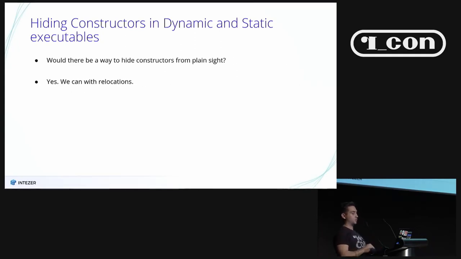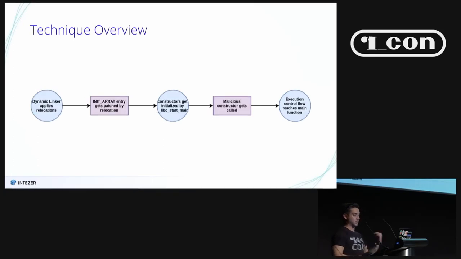There is a way of hiding this from plain sight, again using relocation, and it's pretty simple, similar to the technique I explained before for dynamically linked binaries. We can set up a relocation that patches this init_array just in time, and because relocations get executed before constructors, the patch will be in place and we'll be able to do this.